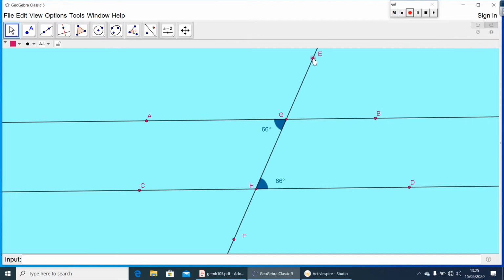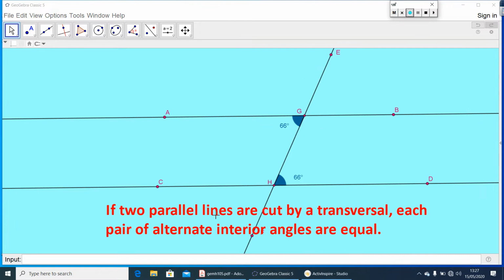So if the lines are parallel, you can find alternate interior angles are also equal. So we can write, if two parallel lines are cut by a transversal, each pair of alternate interior angles are equal.